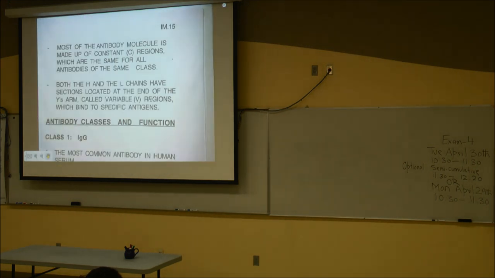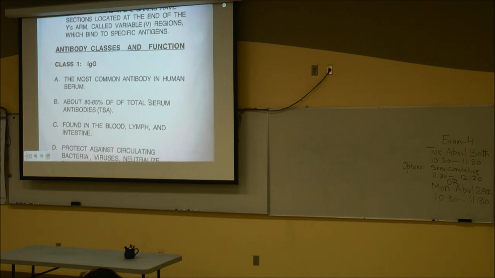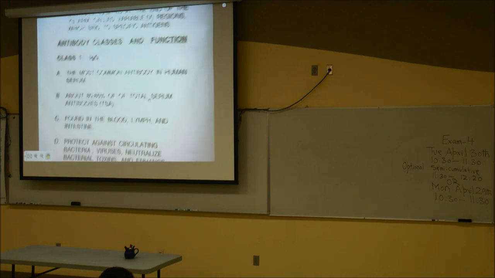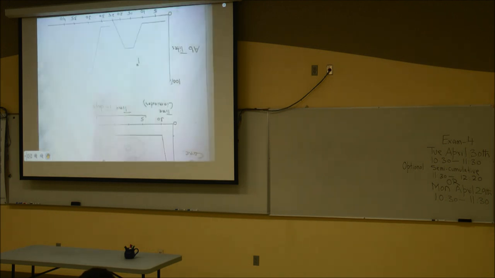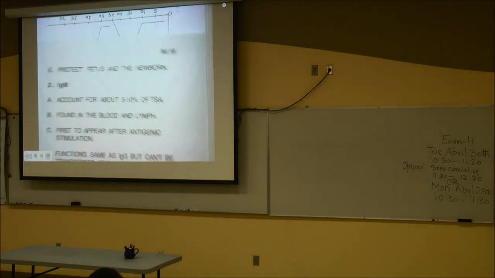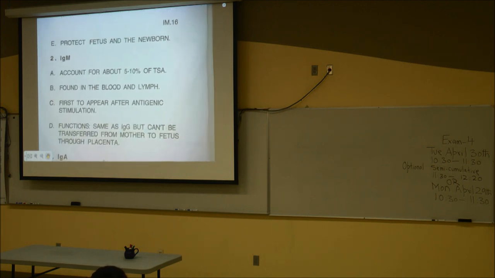Let's start with the five classes of immunoglobulins. The most abundant of these five classes is immunoglobulin G, which makes up approximately 80% of the total serum antibodies. You'll find it in blood, intestine. It protects us against circulating bacteria. It goes through lytic cycle in the body fluids, and against toxins. Most of these antibodies are opsonins, so they enhance phagocytic activity. This is the only antibody that passes through the placenta and provides protection to the fetus, the newborn.